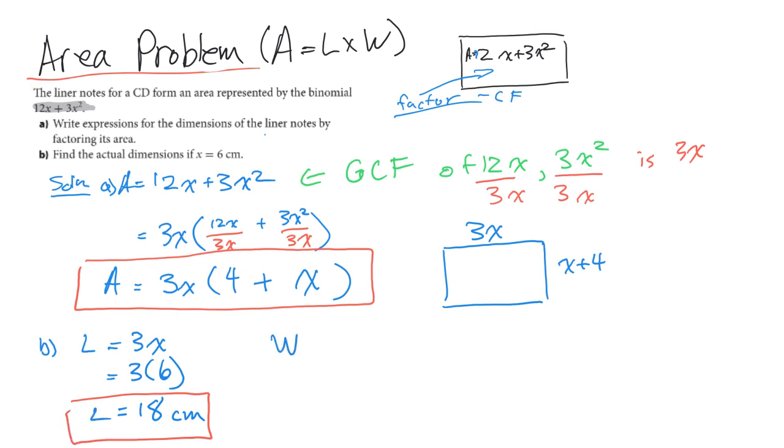So now when we calculate the width is just going to be 4 plus x or x plus 4, doesn't matter. And we just substitute our value of 6. So we go 4 plus bracket 6 gives us 10 centimeters. And so that is our width of 10 centimeters. And we're done. So that's all we have to do for this lesson.